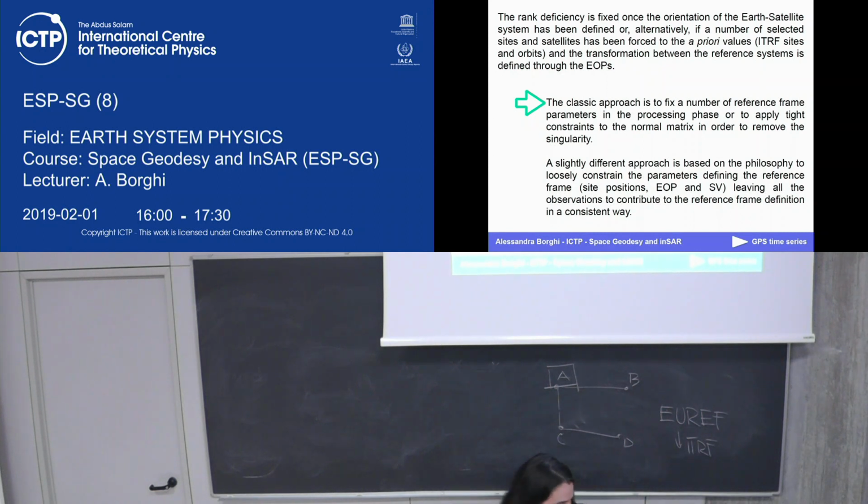But more dense, we have more stations because it's easier to use, because you have closer stations to your network. So the classical approach is to fix a number of reference frame parameters in the processing phase, or to apply constraints to the normal matrix in order to remove the singularity.